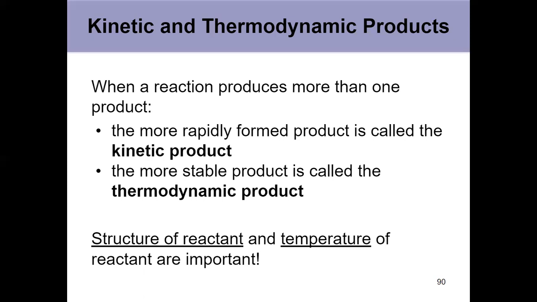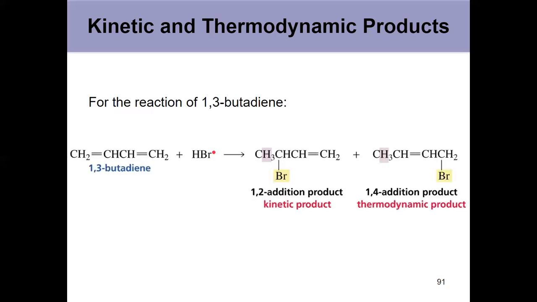But in order to understand that, we have to consider both the structure of the reactant and the product and the temperature of the reaction overall. So make sure you have those terms written down, you understand them, kinetic and thermodynamic product. And let's take a look at 1,3-butadiene. We've already seen the products that can be made here. The 1,2 addition or the 1,4 addition. So now what's the difference in these two?